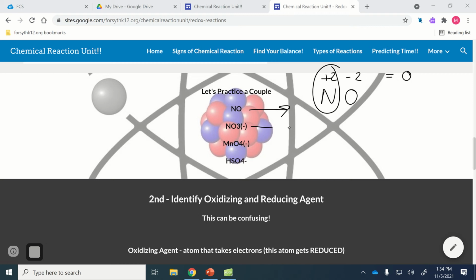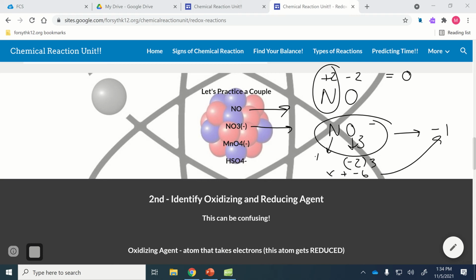Okay? NO3 minus. So I got NO3 minus. The idea is the overall charge of this is -1. Well, oxygen is -2 times 3 is -6. So what plus -6 will give me -1? This nitrogen has a +5 charge. So that would be the oxidation state of the nitrogen in nitrate.